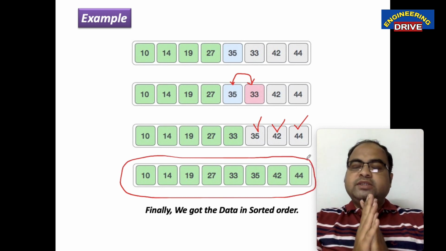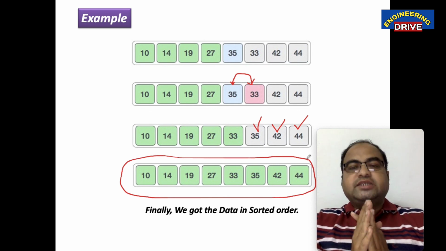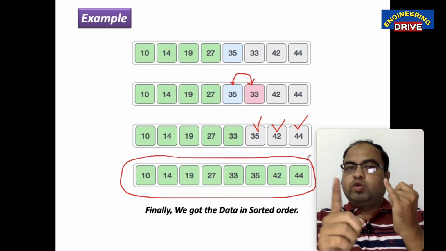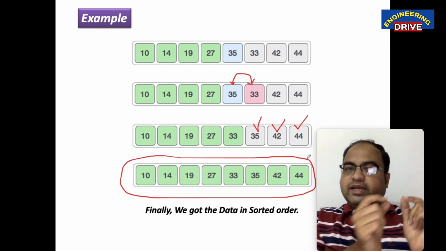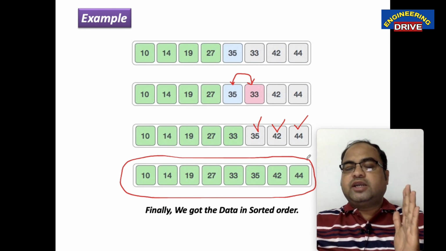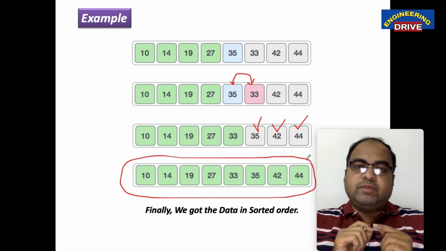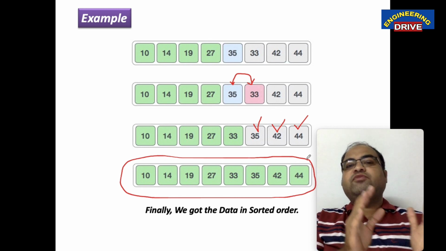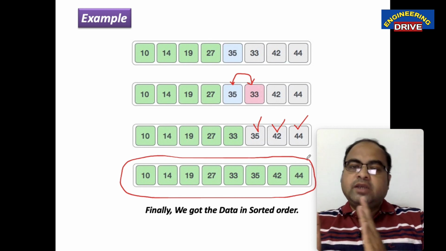So dear students, why have we given this name selection sort? Here we need to use only one condition. Which condition? We need to check the leftmost element. We need to select the leftmost element in the array, and in the entire unsorted array we need to select the smallest element and swap them. That's all. If we continue this procedure, finally we will get the set of numbers in sorted order.